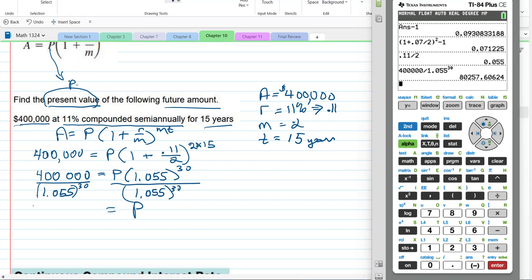So he has at least $80,257.61 deposited in order to get to that value. If we rounded, we would have said he needed to deposit $80,258 to ensure he gets that 400,000 at the end of that. All right.